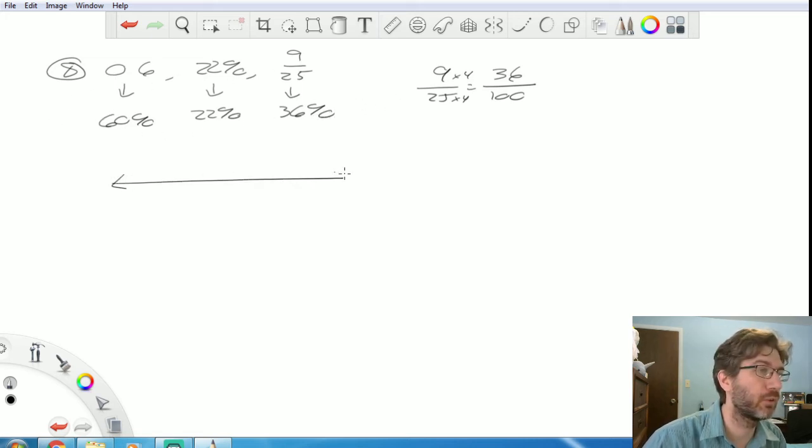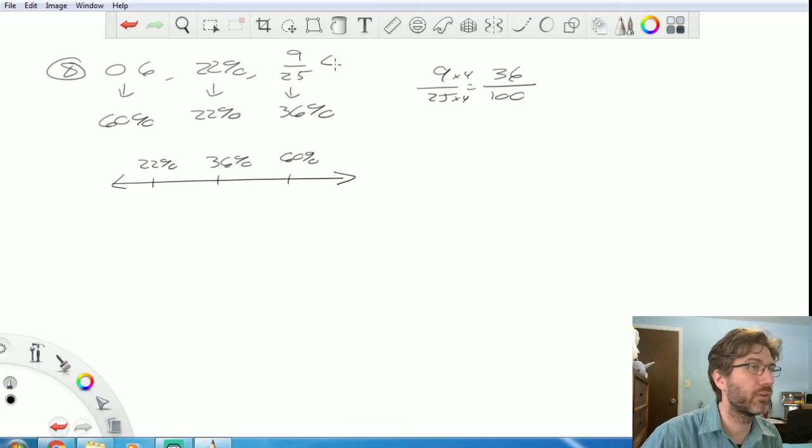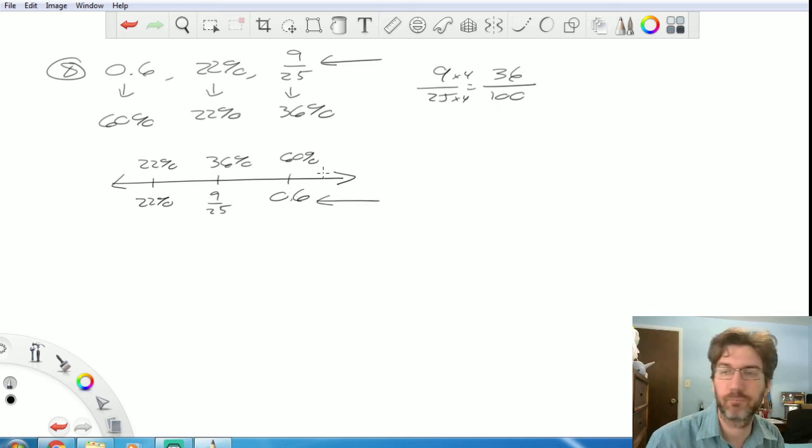And then you just put them in order from least to greatest. It tells you to do it on a number line. So you have a number line here. Whichever box is furthest left is the smallest, which is 22%. Then the middle would be 36%. And then on the end would be the 60%. But it wants you to write it using these numbers, so we're just going to convert them back. 22% is 22%. 36% is the 9/25ths. And 60% is, there's a decimal there, 0.6. So follow those ones.